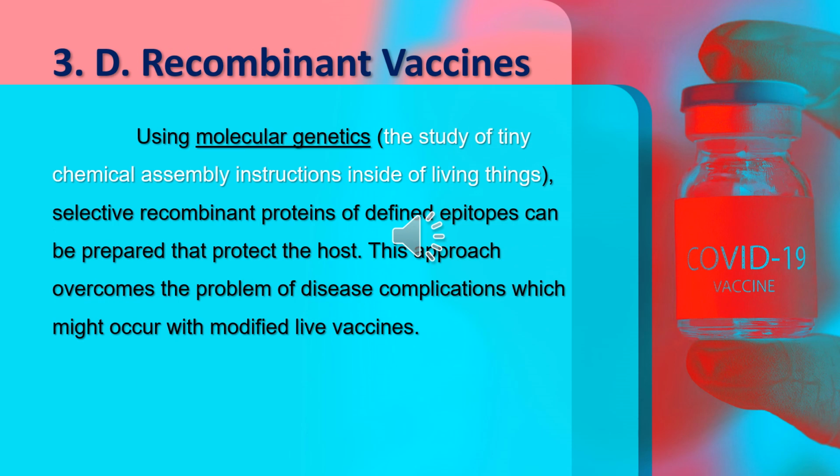Recombinant vaccines are the fourth one among antigens. Using molecular genetics, selective recombinant proteins of defined epitopes can be prepared that protect the host. This approach overcomes the problem of disease complications which might occur with modified live vaccines.